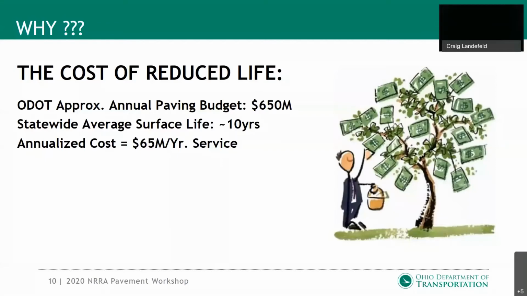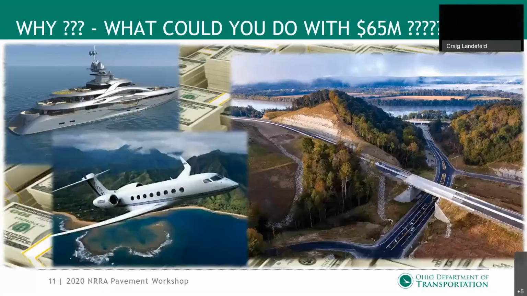So now we look at something to think about through the rest of the project: what could you do with $65 million? When I Googled $65 million, a Gulfstream 650 came up, which is the jet here. We probably won't be buying one of those, but obviously there are several things that $65 million can buy.